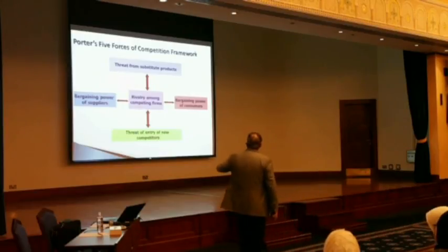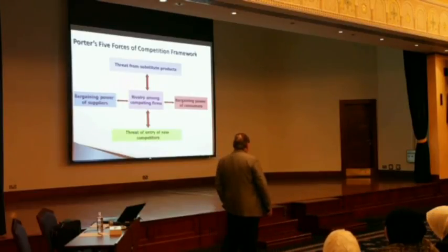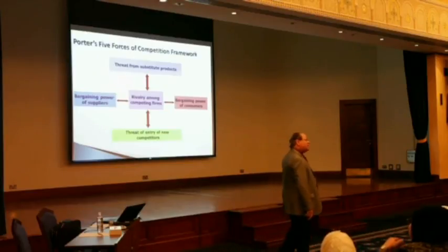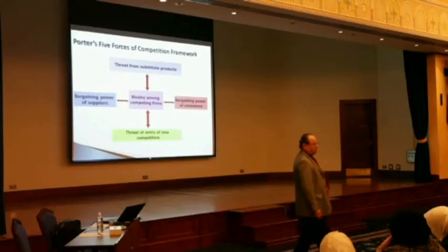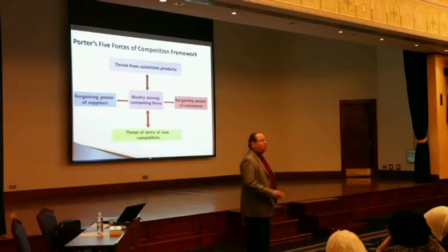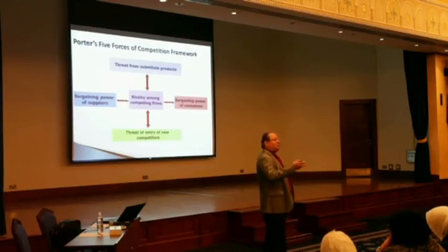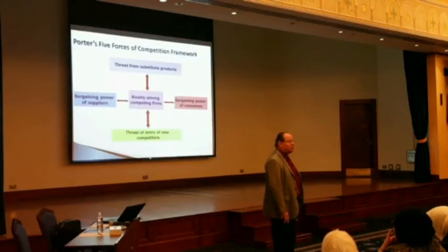So, rivalry among competing firms. On top, I have threats from substitute products. That's the guy that's going to open a shop and sell what? Coffee and cinnamon buns. Substitute product. Why should I care that somebody's going to offer a substitute product? Because they're going to try to steal what?